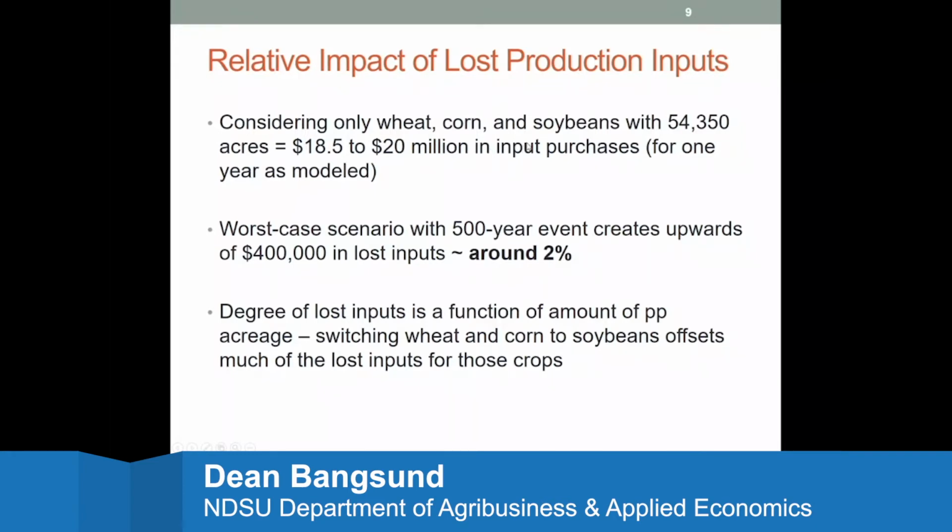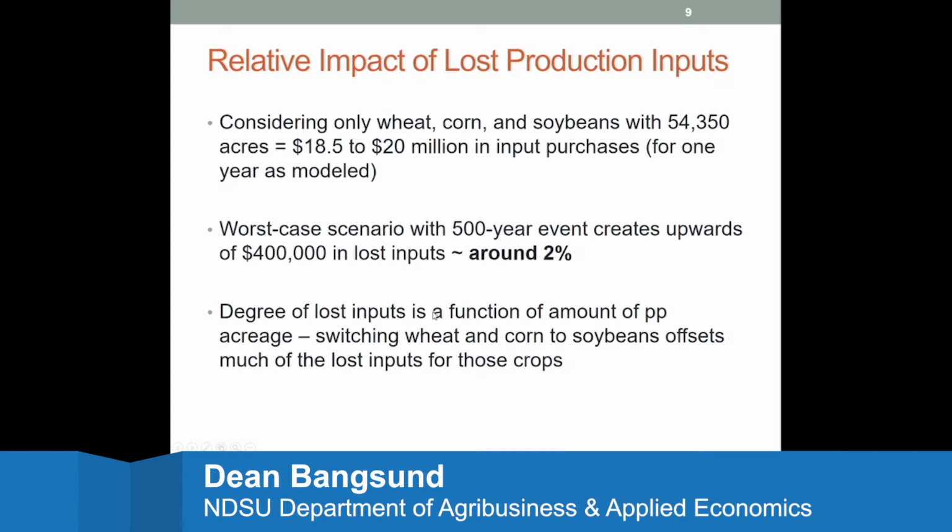So if we assume that it was just those 3 crops for all those acres, we're looking at 18 to 20 million in input purchases to put those crops in the ground and for the expenses that go with harvesting and raising a crop for a full season. The worst case scenario is that we're looking at about 400,000 in lost inputs. That's about 2% of the total inputs that would be purchased from lands in the staging area.